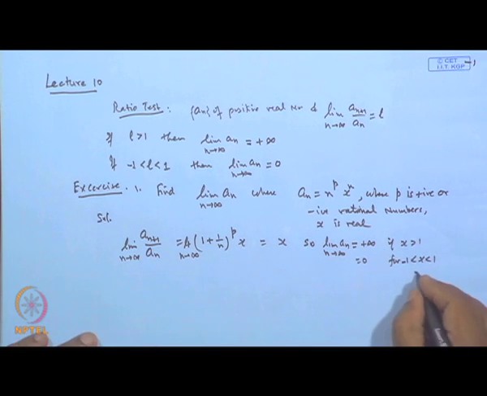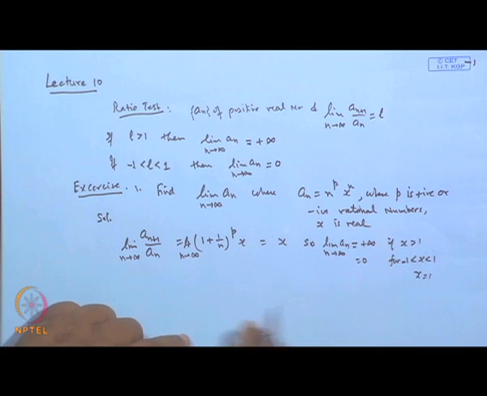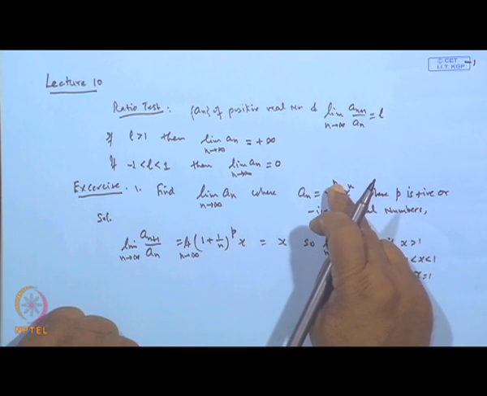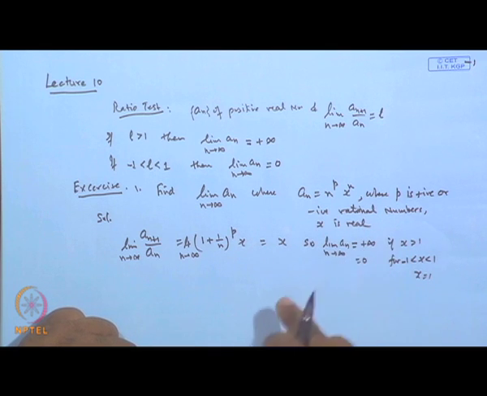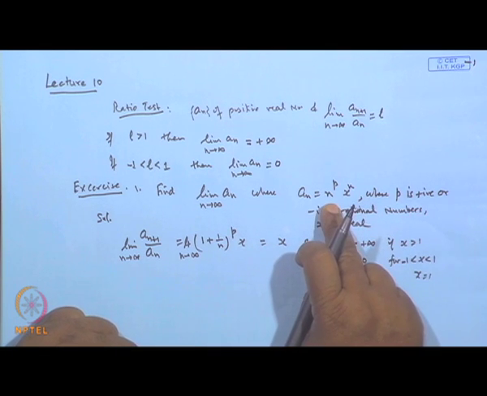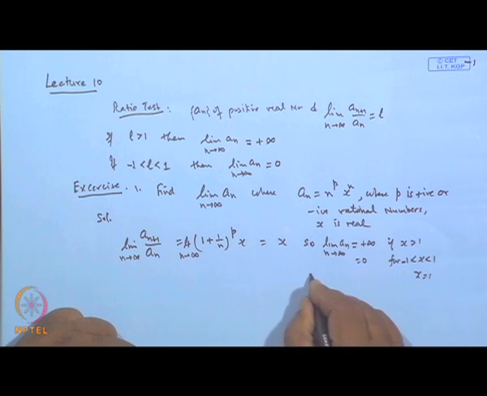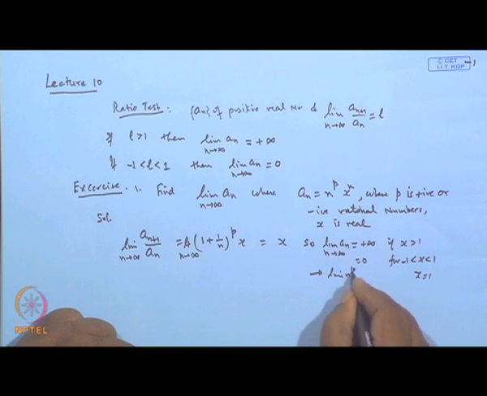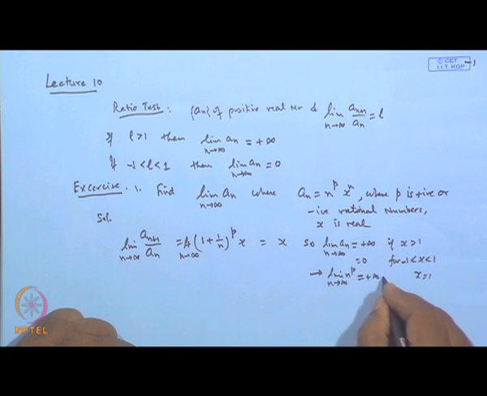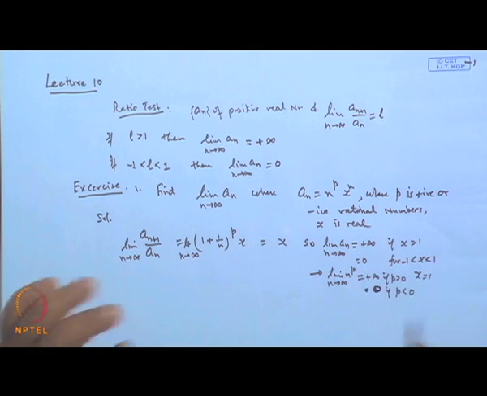Okay. And when x is equal to 1, then it reduces to the form n to the power p, and the behavior of n to the power p we have already seen. If p is positive, it will go to plus infinity. When p is negative, it will go to 0. So, when x is 1, it is equivalent to the limit of n to the power p as n tends to infinity, which will be plus infinity if p is positive and 0 if p is negative.